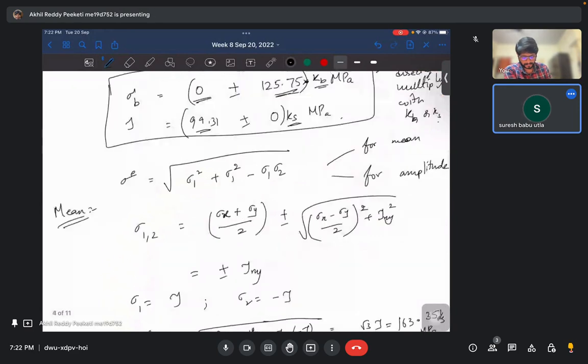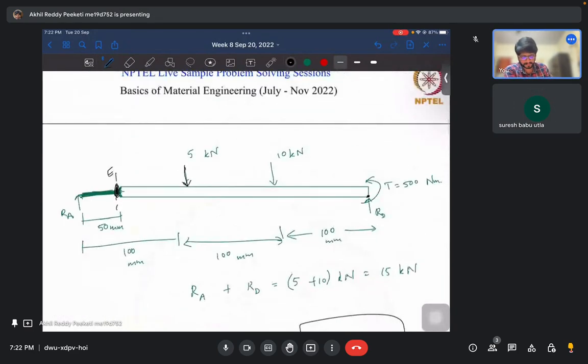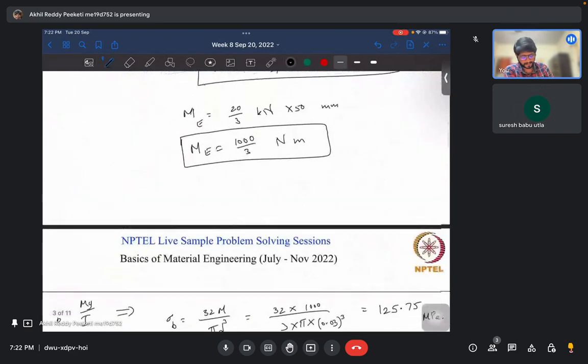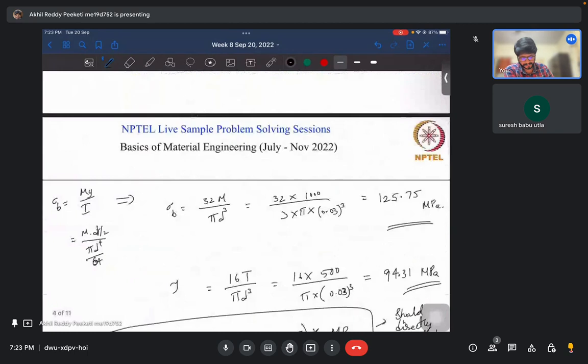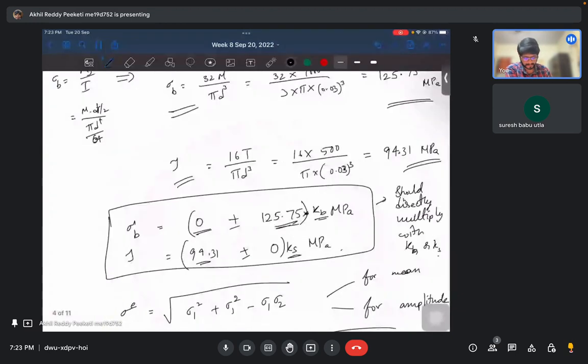So first we calculated the reaction force RA, and then the bending moment at E. Because of that bending moment, the bending stress. And then the shear stress at that point. And now we multiplied the bending moment with the stress concentration factor and shear also with the corresponding stress concentration factors.